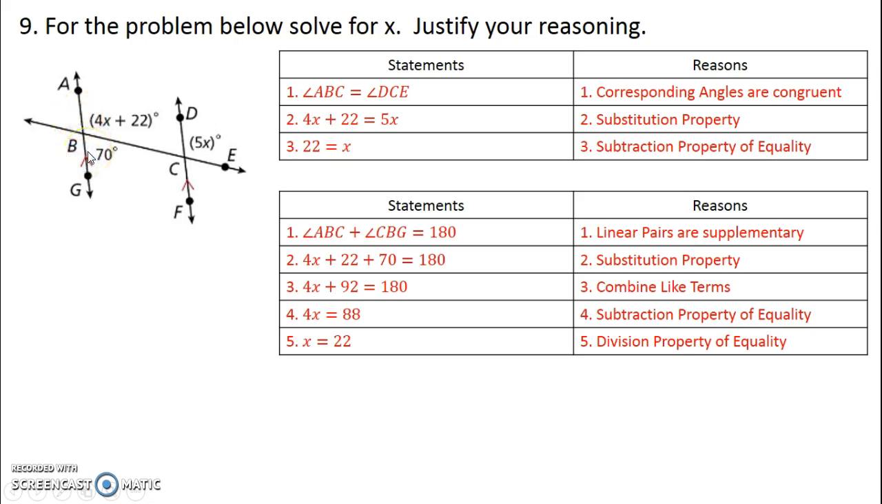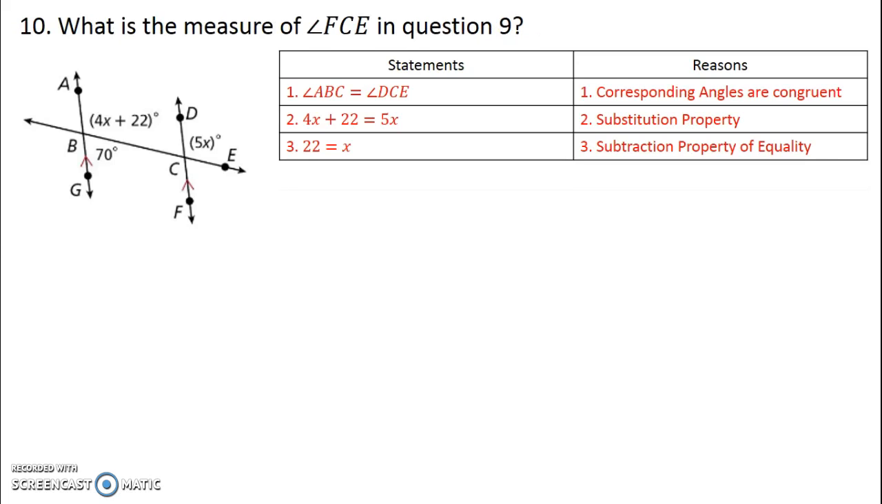You could have added them up and set them equal to 180, and that's because they are supplementary. You could also call that angle addition. Then you could substitute your values, combine your like terms, subtraction property of equality, and then division. You still get that x is 22, you just had to do a couple more steps to get there. Once we know that x is 22, we can find the measure of angle FCE.